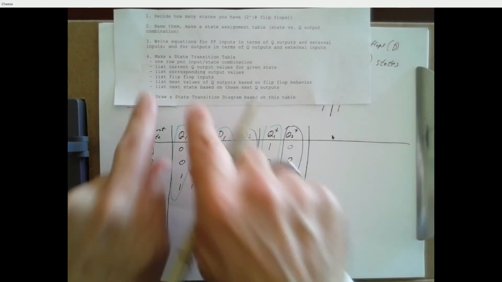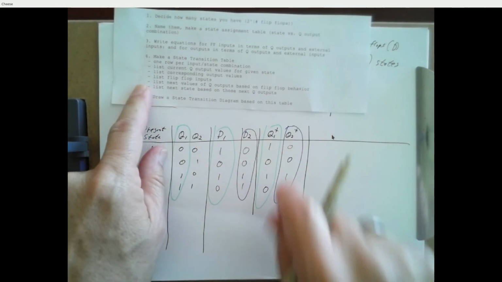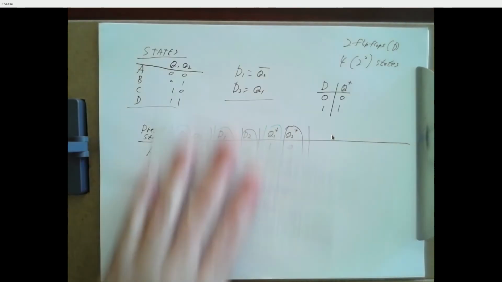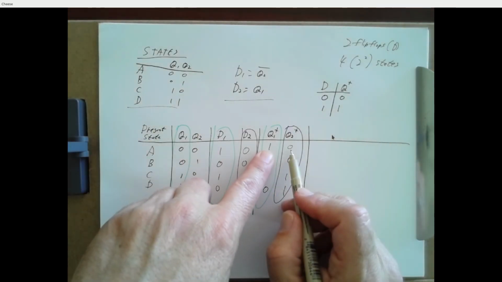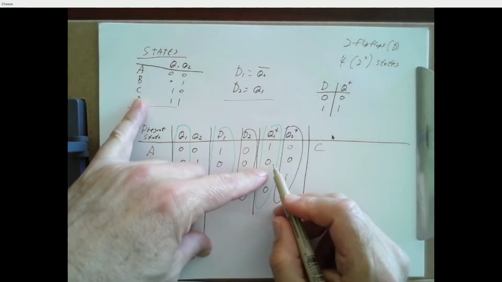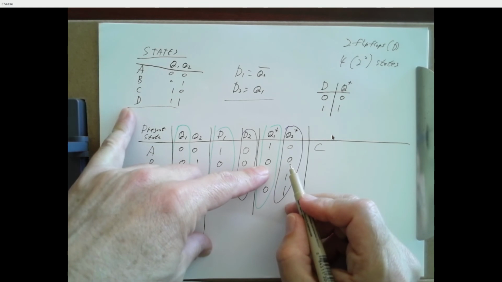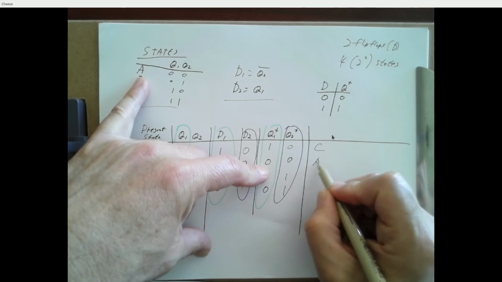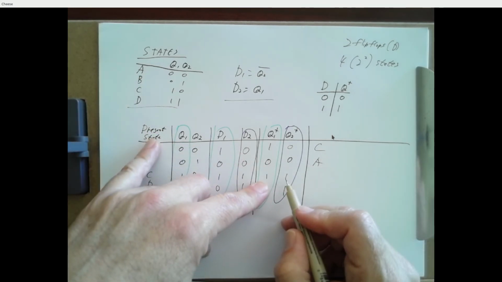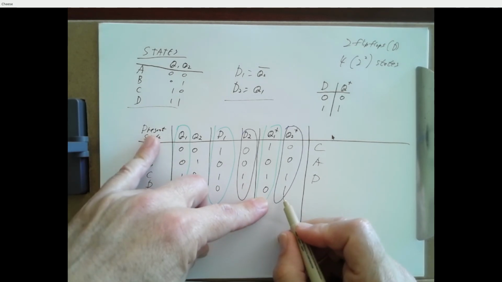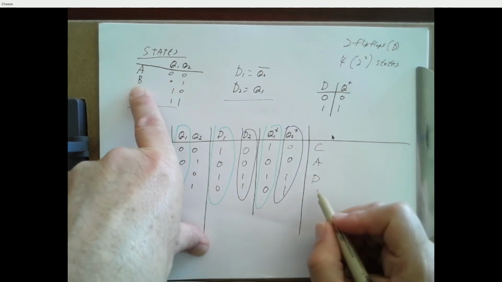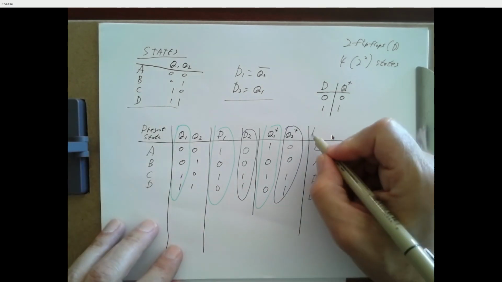So the last step here is list the next state based on those next Q outputs. So we go back to our state assignment table. Suppose Q1 is 1 and Q2 is 0. What state are we in? We're in state C. Suppose both are 0. What state are we in? We're in state A. Both 1, we're in state D, and a 0, 1 for Q1, Q2, we're in state B. So this is our next state.